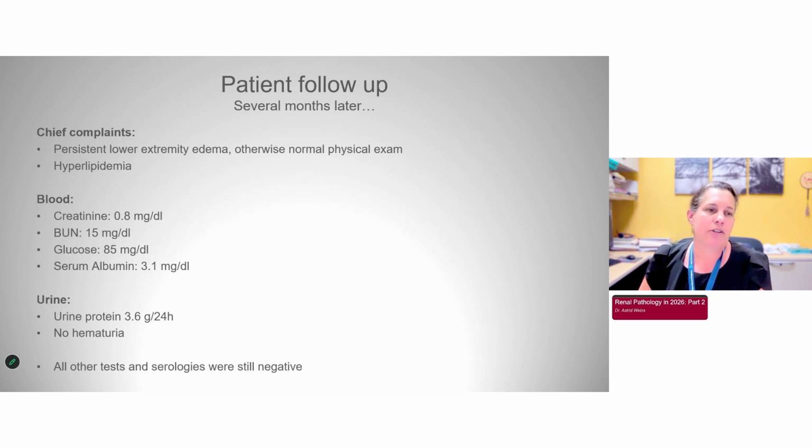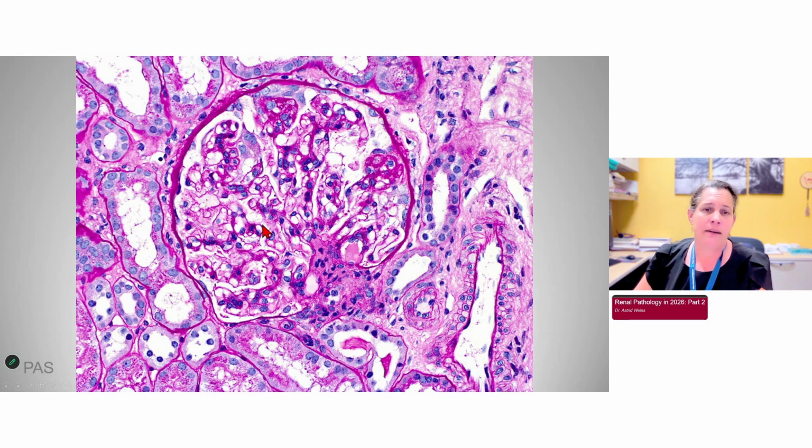So the same patient that I showed you earlier, unfortunately, didn't do well with just corticosteroids. They had persistent lower extremity edema, hyperlipidemia, and nephrotic syndrome with persistent proteinuria here. And this patient developed what we know as focal and segmental glomerulosclerosis.